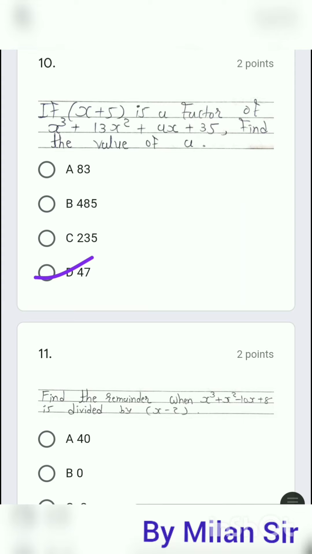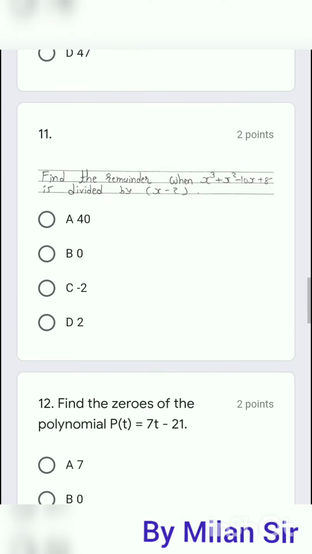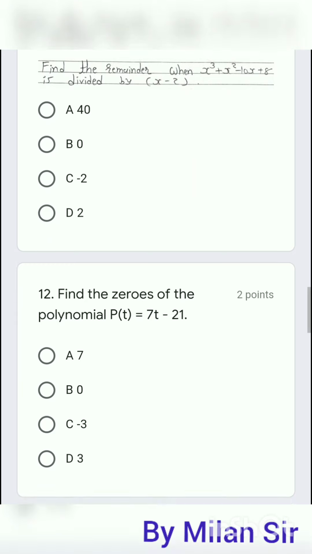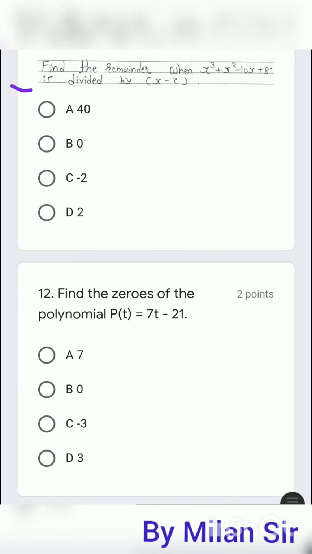After that, question number 11. This is even a 2 marks question. Here we need to find the remainder when x cube plus x square minus 10x plus 8 is divided by x minus 2. Okay, we need to find the remainder. So if we want to find the remainder, we can use the remainder theorem.